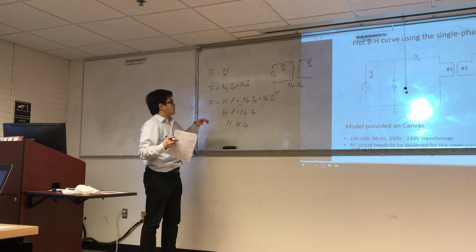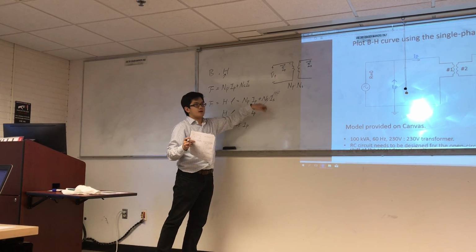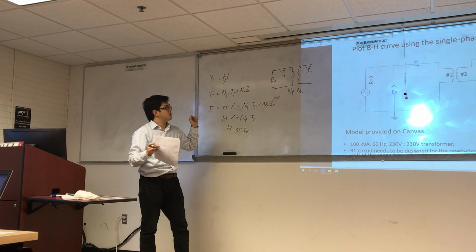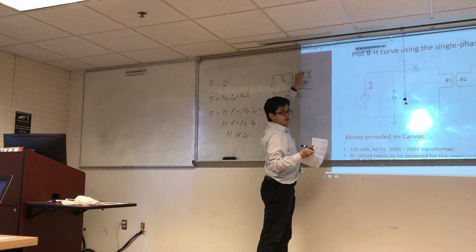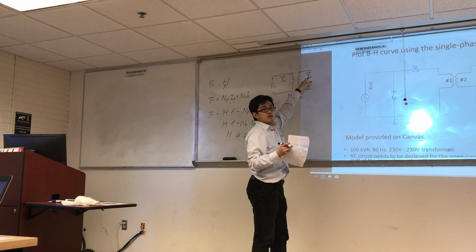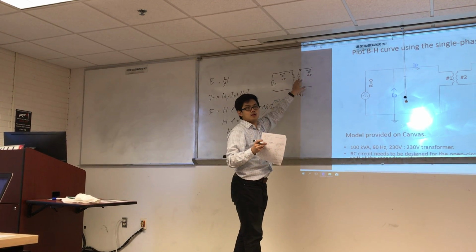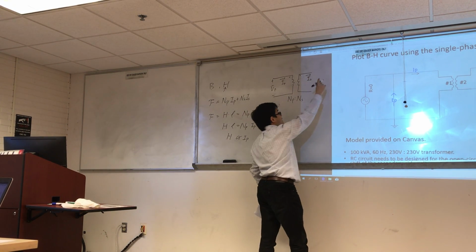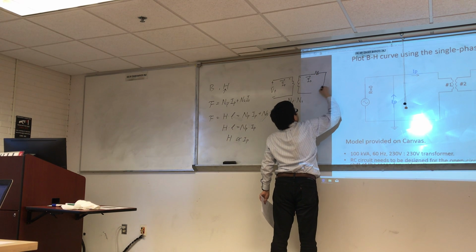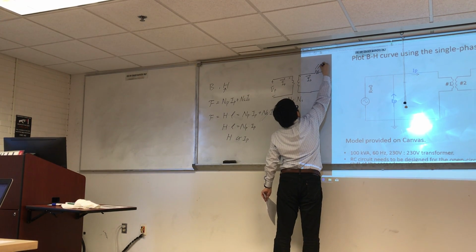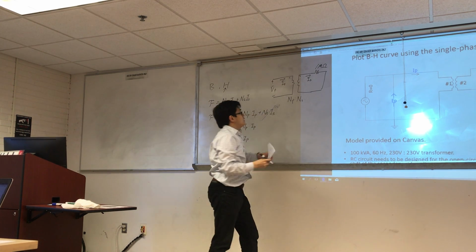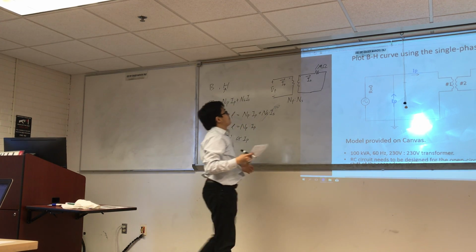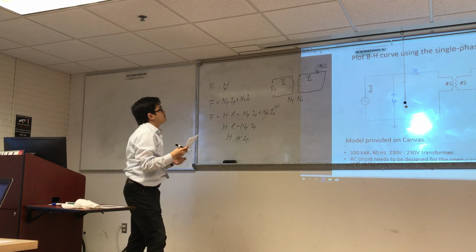So we need to know how to remove IS, how to make IS 0. So we need to make this side open. If this side is open, IS is 0, right? You have two ways to make this open. First, just don't connect anything here, make it open. Another way, add a very large resistance, like 1 mega ohm. Then your current is very small, so you can consider it open. That's why I provided a 1 mega ohm there.